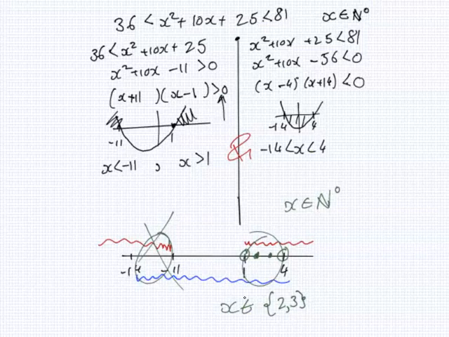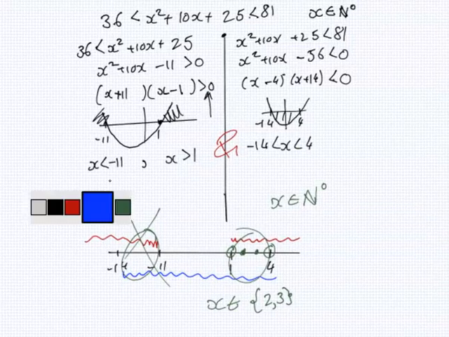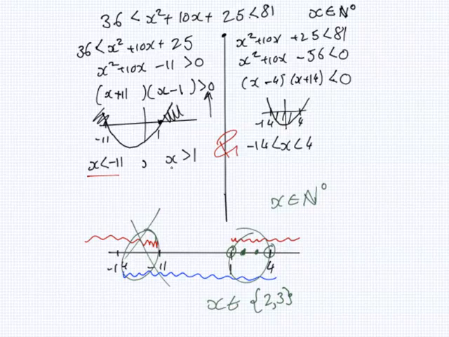How do you know where to shade? By looking at this, so this one is in red, x less than minus 11, x greater than 1, and in blue, x between minus 14 and 4. And what difference would it make if we made the graph upside down?